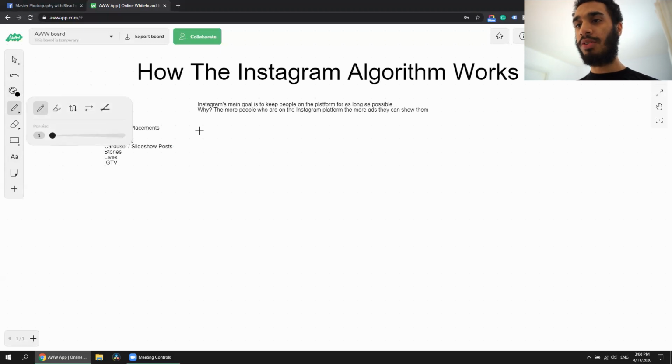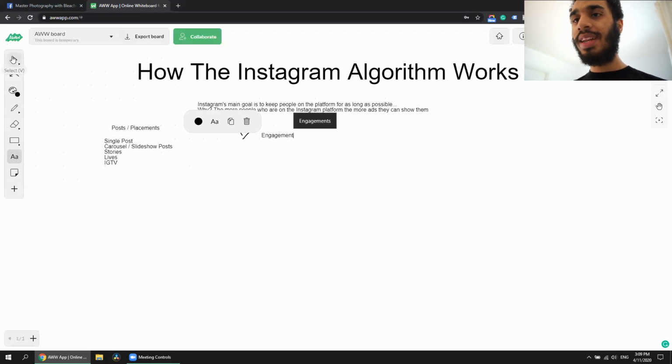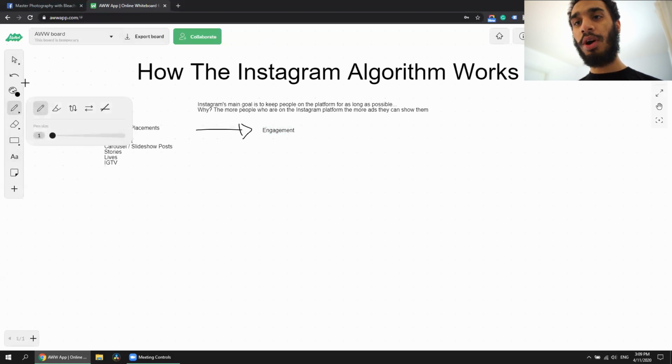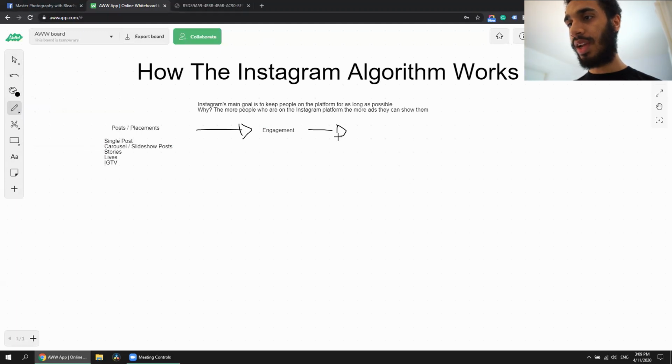So remember what I said, what happens after we do a post? What happens after we do a post is we get engagement. So let's do a little arrow and we're going to do engagement. You get engagement once you actually do the post. And then once you get engagement on your post, there are certain results that those engagements get. Let's draw another arrow, and then you're going to get results with the engagements.